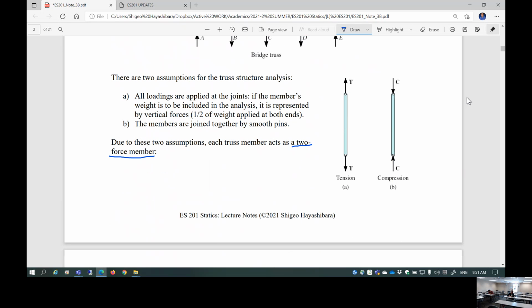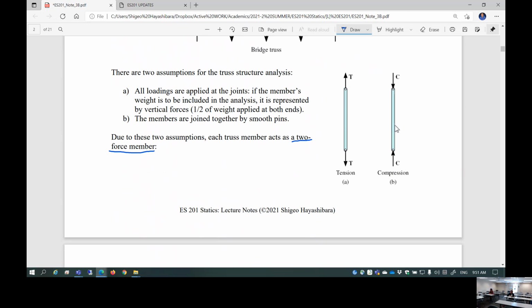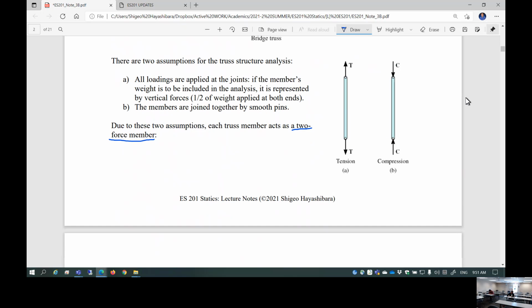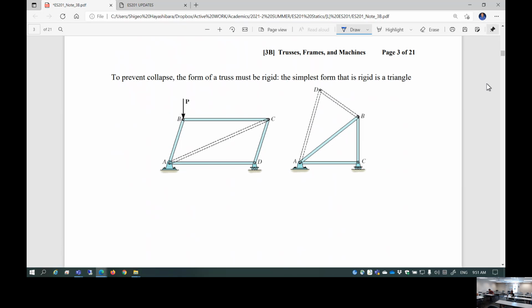So two-force members include both tension or compression type of force supported for each truss. Next page. This is very, very important. If you do a poor job designing a truss, it may be unstable. That means if you apply the force, it may collapse. You have to avoid it. In order to avoid it, at least minimally speaking, you have to create a triangular truss.